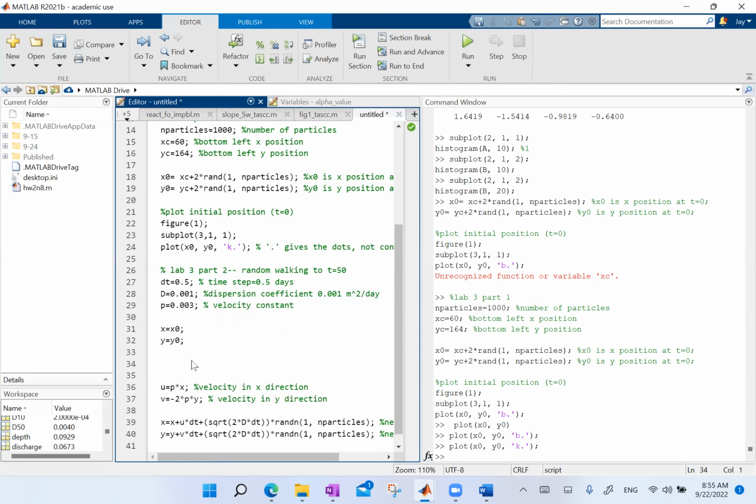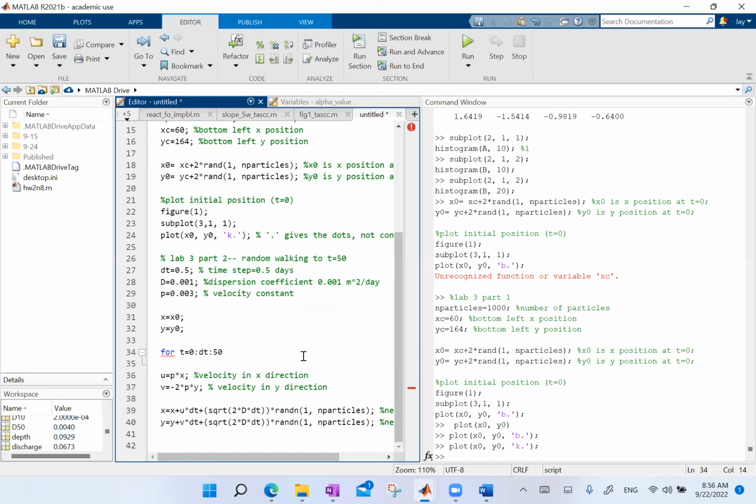So in this case, we're going to use a for loop. So for t from 0 to 50 with a time step dt 0.5. And the u is going to follow this. This is equal to 2 times the x position. Velocity in the y direction is going to be -2 times the y position. And then the new x is going to be given by this formula. The new y is going to be given by this formula. And that should be the end of our for loop.